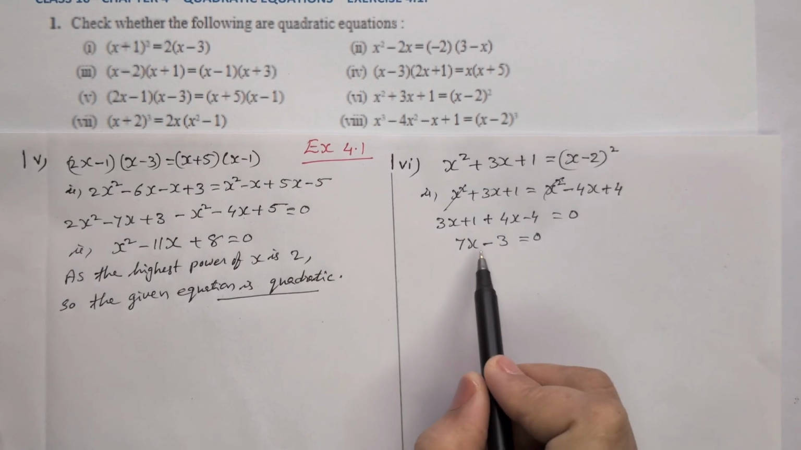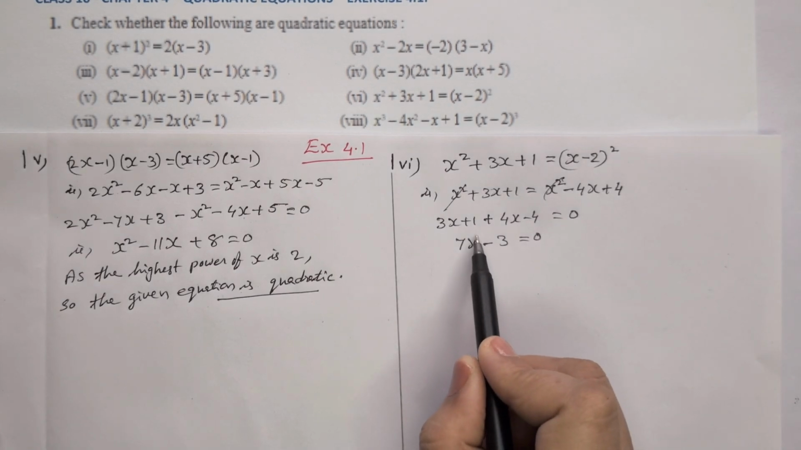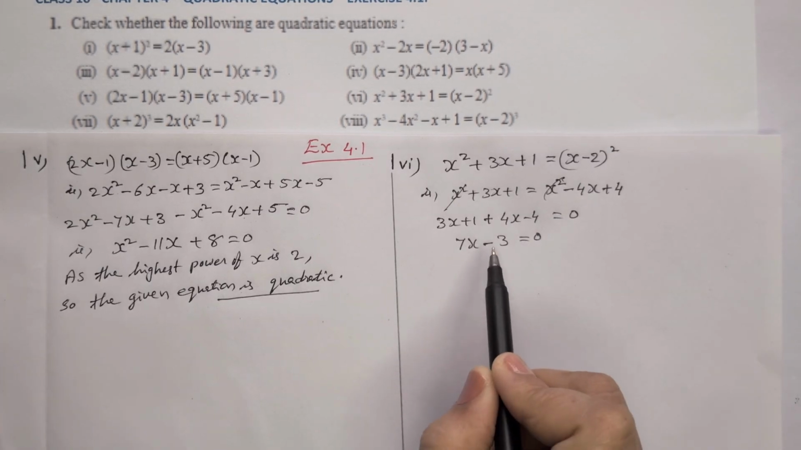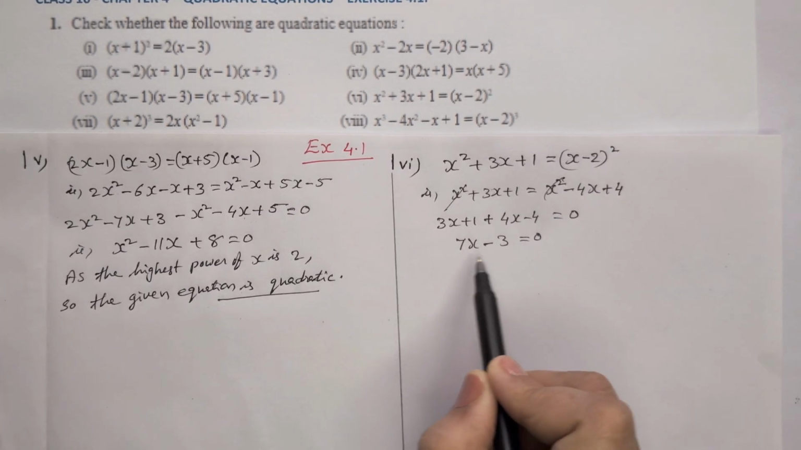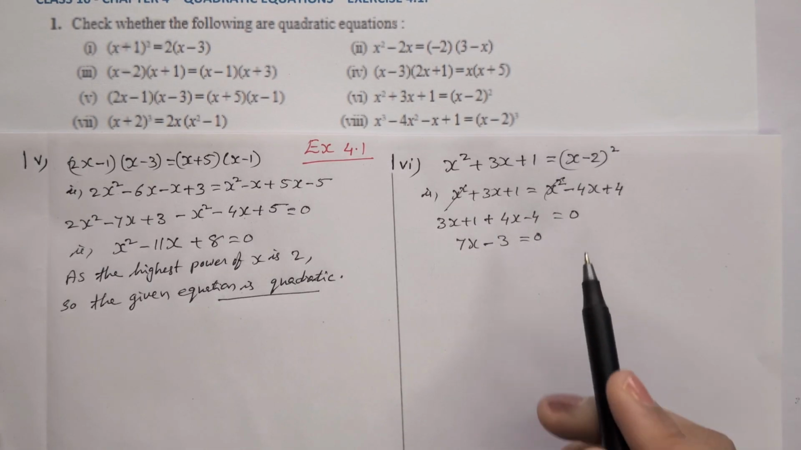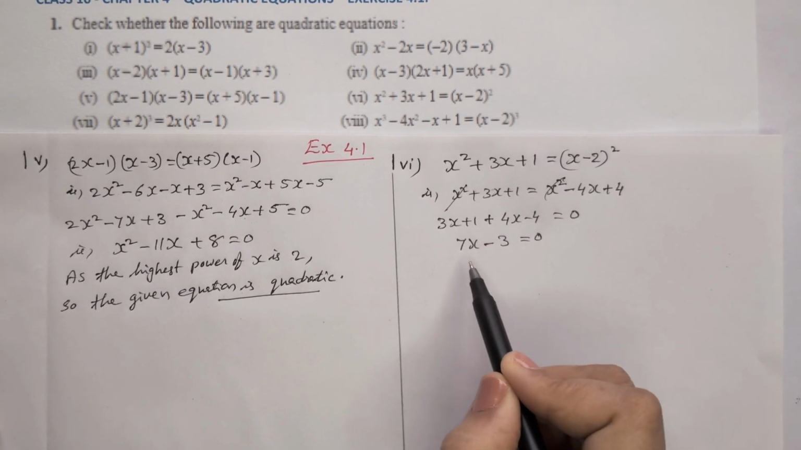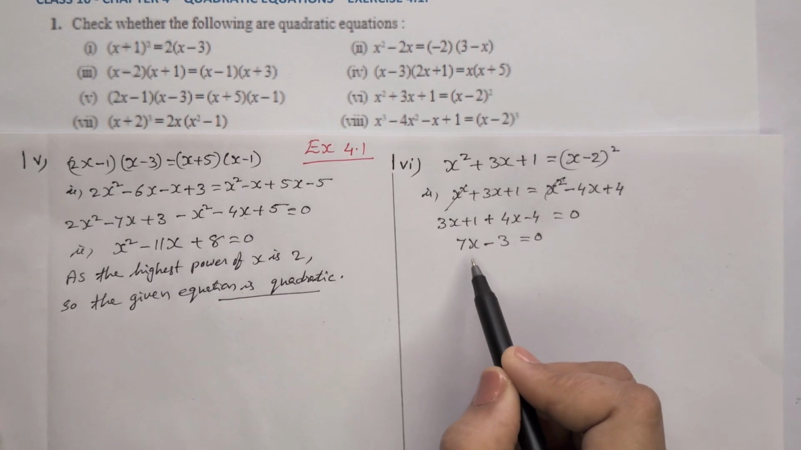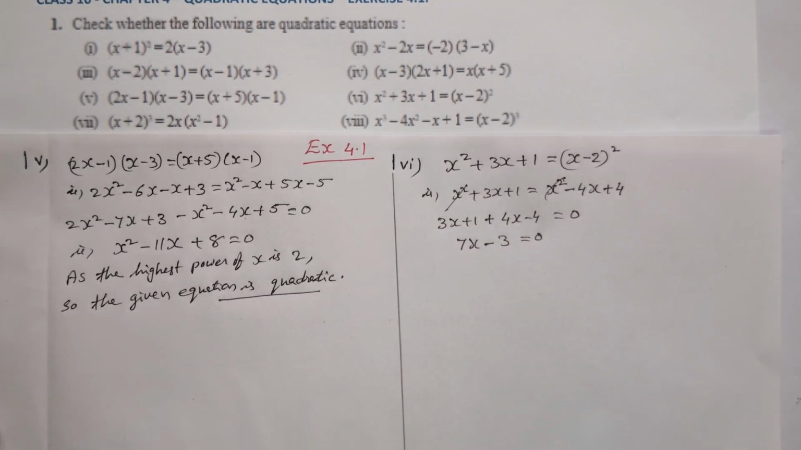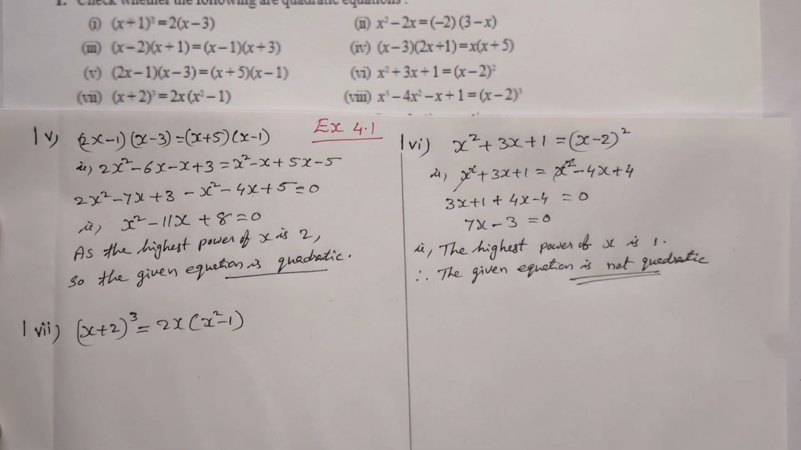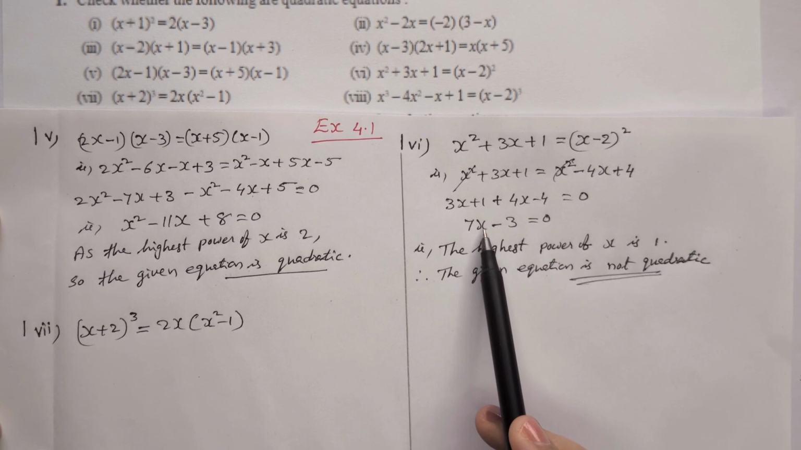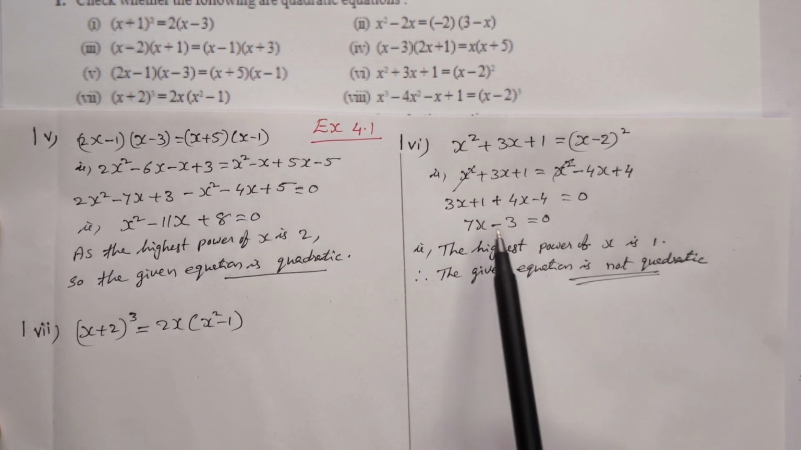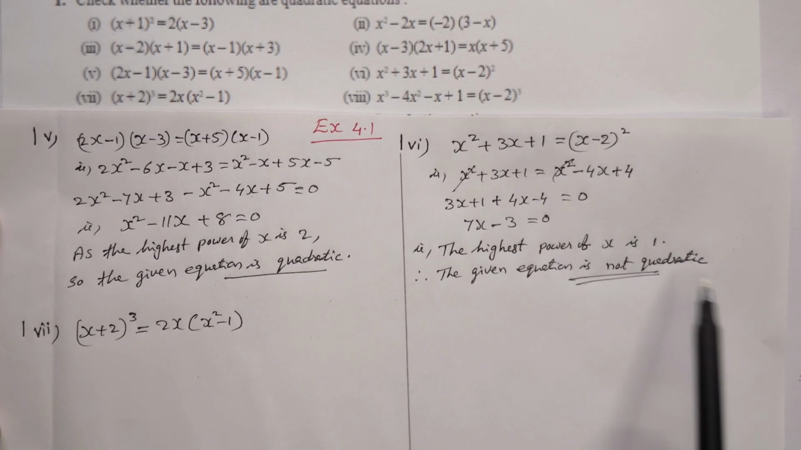7h minus 3, here the highest power is 1. Power of h is 1, no other term. That means this given equation is not quadratic. If the power is 2, then only we can write that as quadratic. Here the highest power of the variable is 1 only. So we can write the highest power of h is 1. Therefore the given equation is not quadratic.